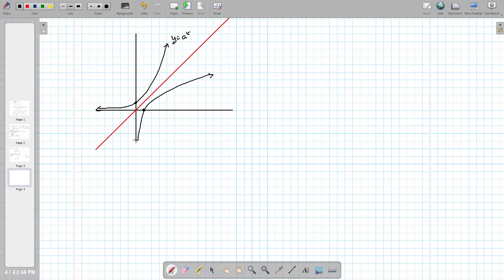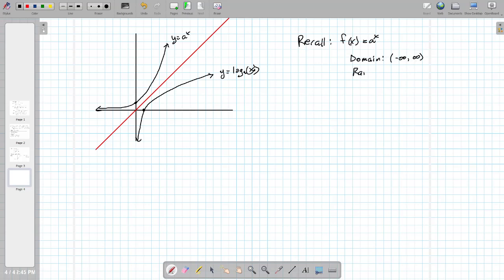So we end up with something that looks like this. This will be the reflection over the line y equals x. Thus, this would be y is equal to log base a of x, because log base a of x is the inverse function of a to the x. So also recall, for the function f of x is equal to a to the x, the domain is all real numbers, so negative infinity to infinity.